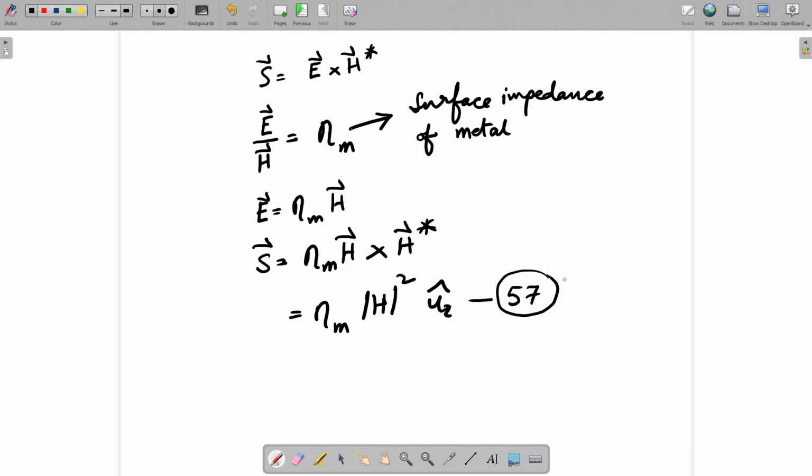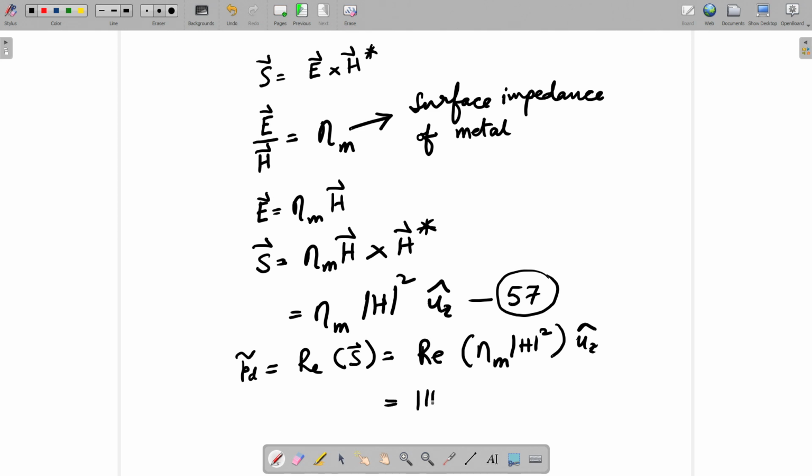where H is the magnetic field at the surface. So, the time average power dissipation per unit area of cross section, which is given by P d tilde, is the real part of S, that is real part of eta m mod H square u z, that is mod H square R u z watts per meter square.